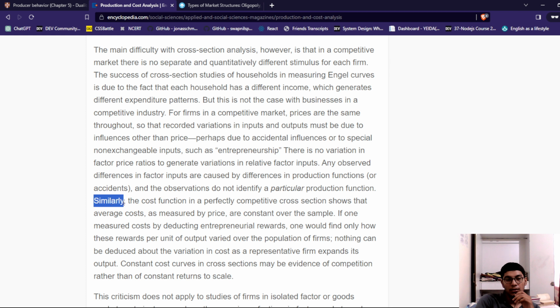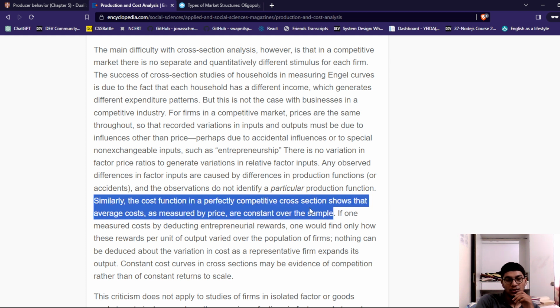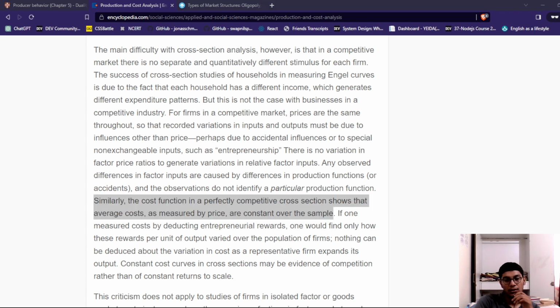Similarly, the cost function in a perfectly competitive cross section shows that the average cost, as measured by the price, is constant over the sample.